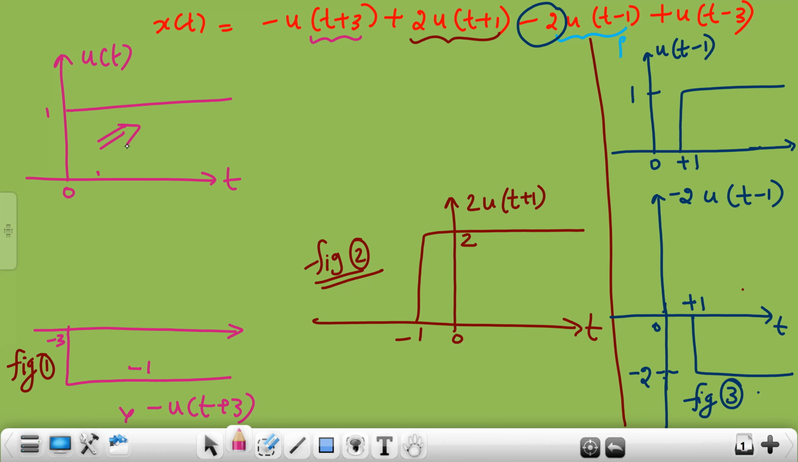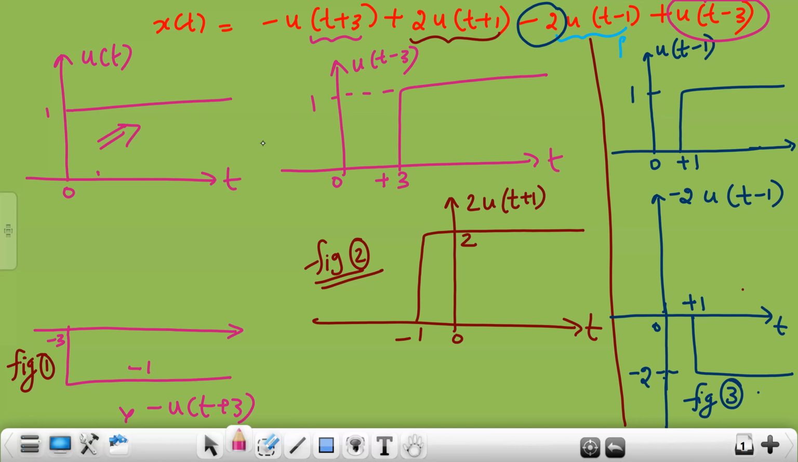I hope it is clear for you. Now, after drawing u of t minus 1, we will go for u of t minus 3. Fourth term is u of t minus 3, as you can see from here. So u of t minus 3 means you need to shift the entire signal towards right side by 3 units of time. So it will be starting from plus 3 onwards, and the amplitude remains at 1 itself. So this is u of t minus 3, and it can be considered as figure number 4.